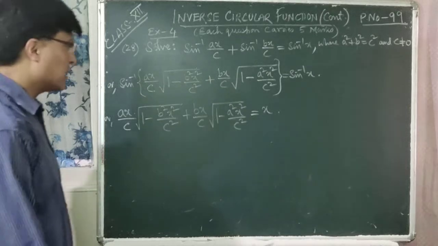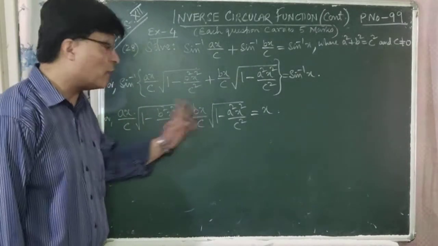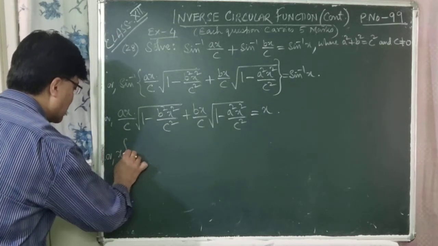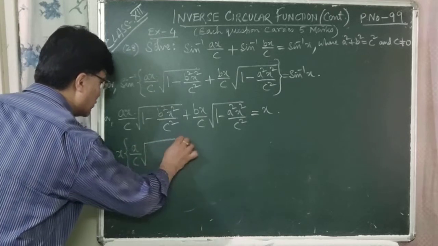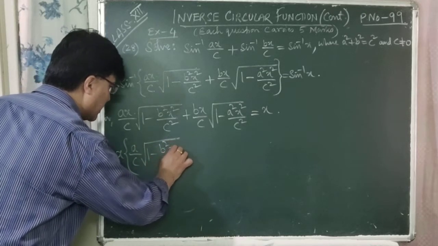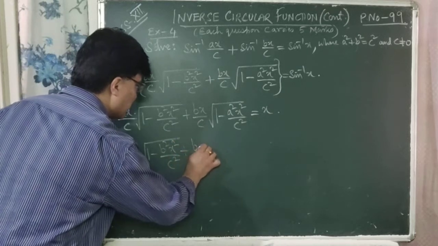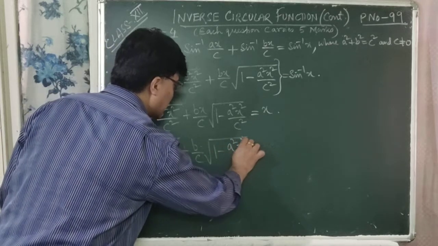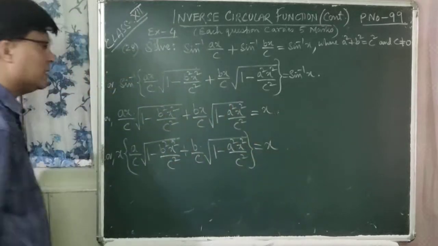Okay. So now what we will do here is, since x is common here, you can take it outside. So here x is taken common. So in the second bracket, a by c root over 1 minus b square x square by c square, plus b by c root over 1 minus a square x square by c square, second bracket is closed, which is equal to x.